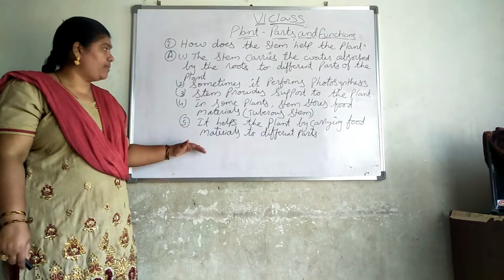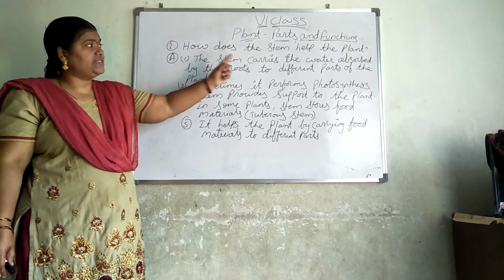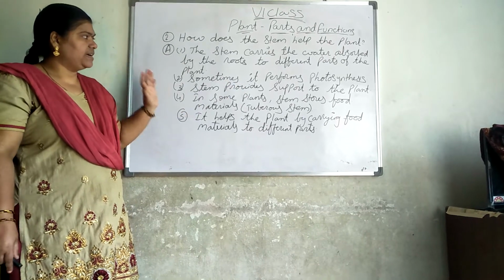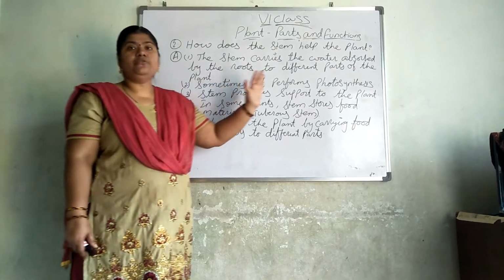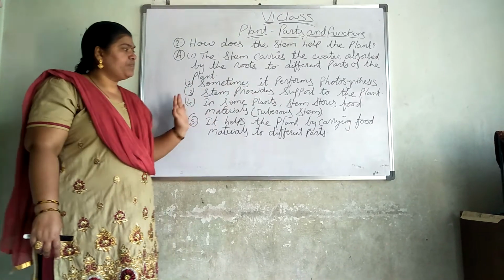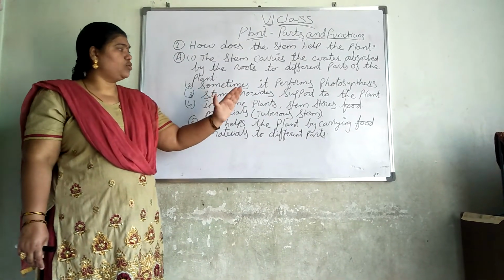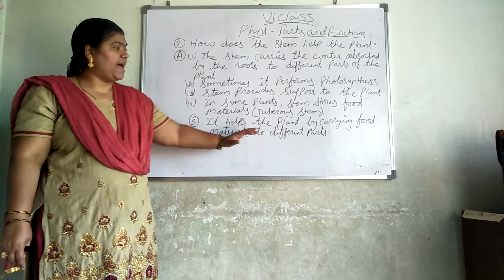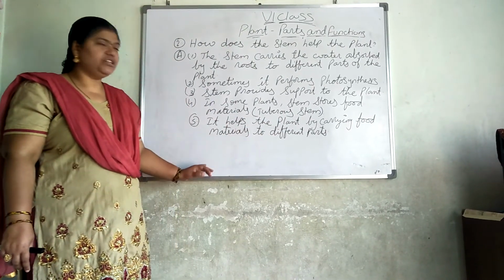So this is a 4 marks answer, which is very important. The stem carries the water absorbed by the roots to different parts of the plant. Sometimes it performs photosynthesis. Stem provides support to the plant. In some plants, stem stores food materials, that is tuberous stem. It helps the plant by carrying food materials to different parts.